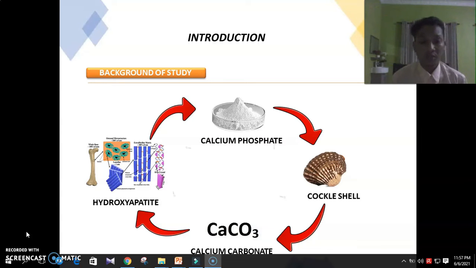Cockle shells contribute to a large amount of waste product in Southeast Asia due to the extensive culturing of the mollusks for consumption. As shown in various studies, like Penny, cockle shell powder consists of 95 to 98 percent aragonite form of calcium carbonate. Calcium carbonate can change into hydroxyapatite.